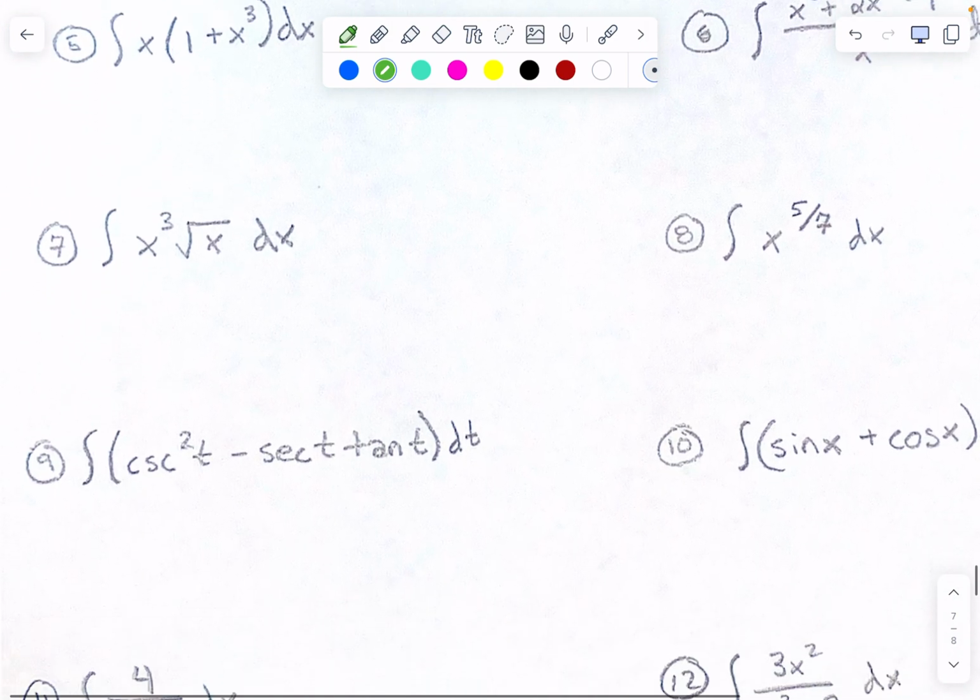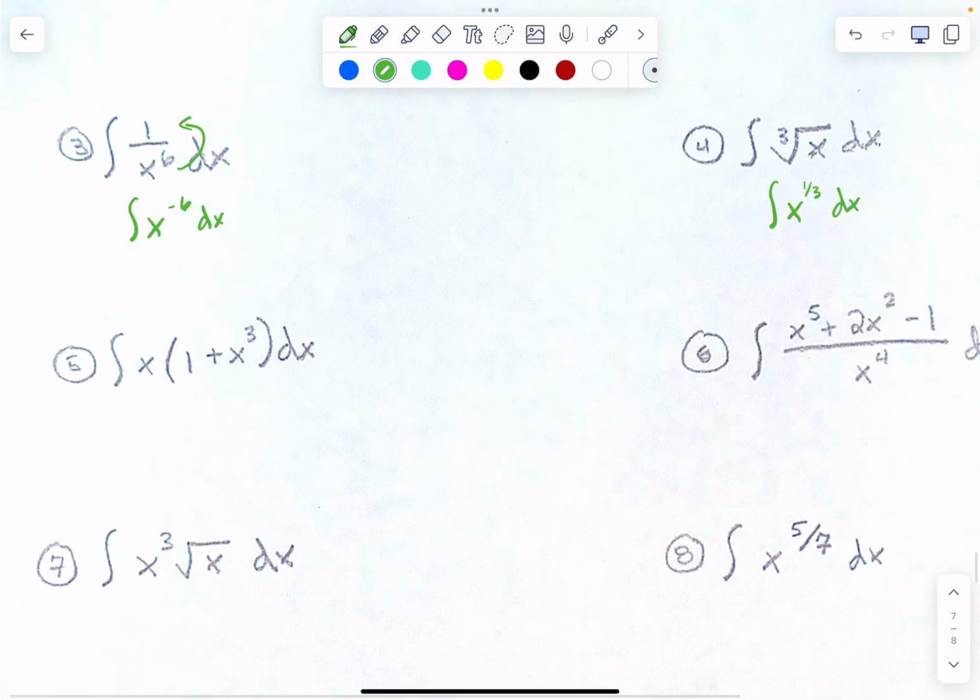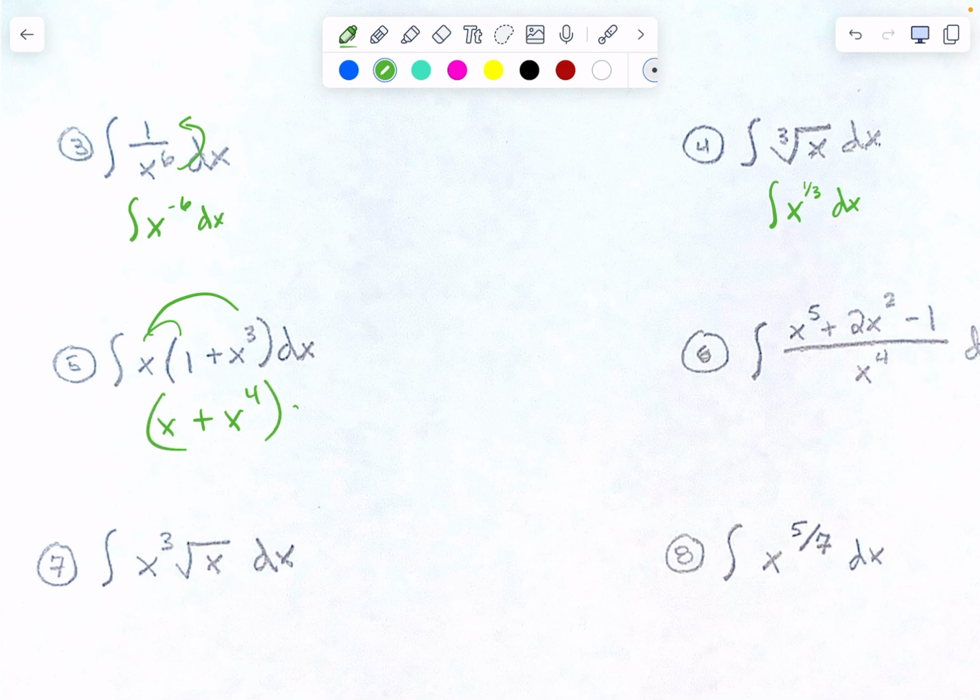What about 5? Did I do it right? Do you distribute for that one? Yes. Plus C. Okay, number 5, what do you do? Yeah, let's distribute it. So x plus x to the 4th, and then you would take the antiderivative. Some of these might require you to simplify them a little bit. That's just half x squared plus 1/5 x to the 5th, plus C.